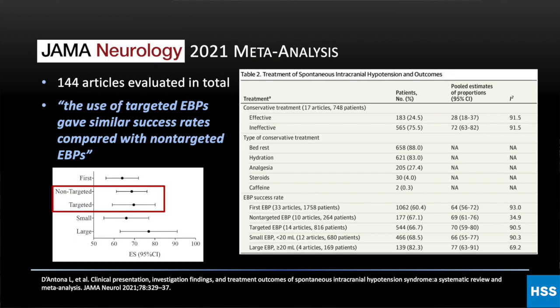So here's a 2021 JAMA meta-analysis. I'm just going to quote from the paper here. The use of targeted epidural blood patches gave similar success rates compared with non-targeted epidural blood patches. Based on their review of the existing literature, they weren't able to demonstrate a benefit for the targeted patches. You can see the overlapping error bars here.